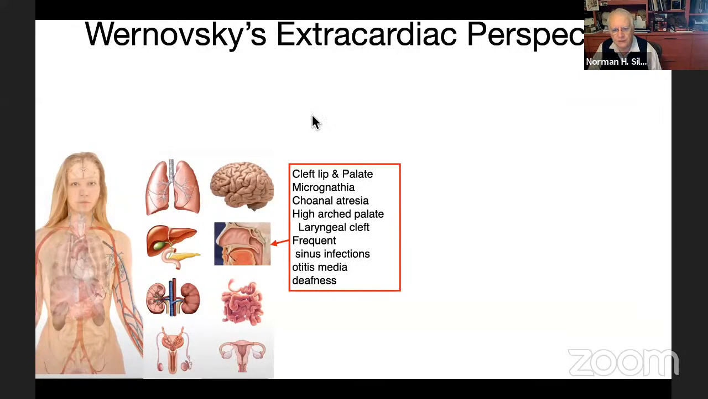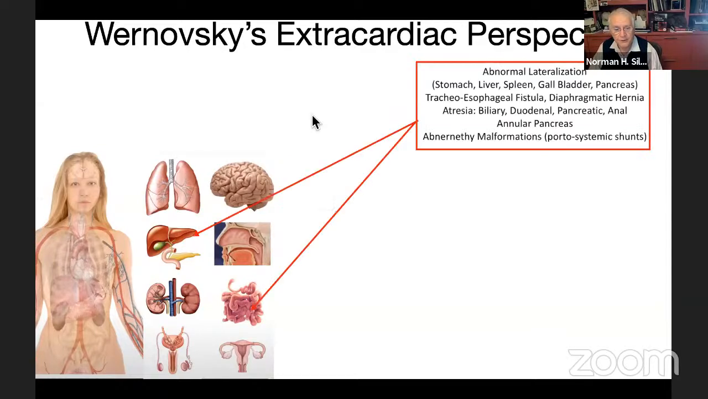Then, as far as the ear, nose, and throat, there's deafness because of the mastoidal sinusitis and middle ear infections that occur, micrognathia, choanal atresia, high arch palate, laryngeal clefts, etc., and even deafness. When we look at the gastrointestinal tract, variable position of the stomach, spleen, and pancreas, sometimes annular pancreas, sometimes absent gallbladder, sometimes extrahepatic biliary atresia, and definitely malrotation of the bowel, which I'll discuss a little later, and the Abernethy malformation of a portosystemic venous shunt.